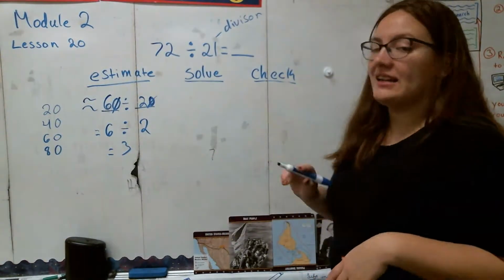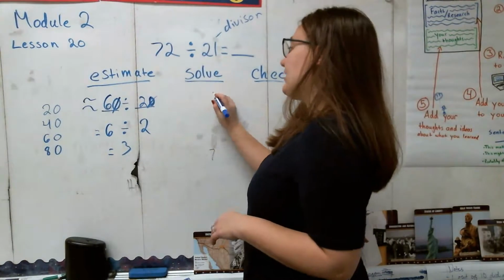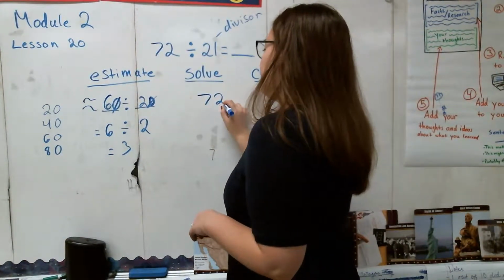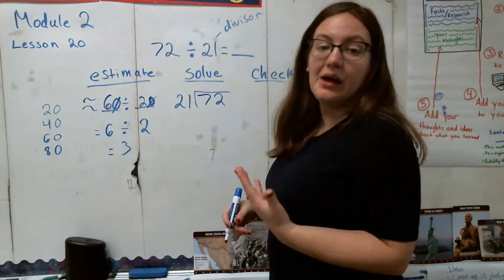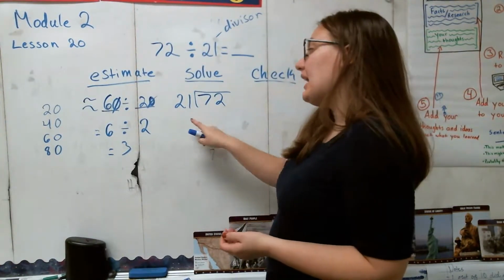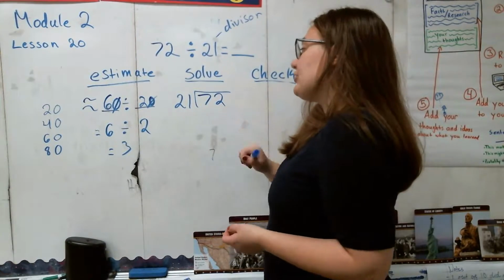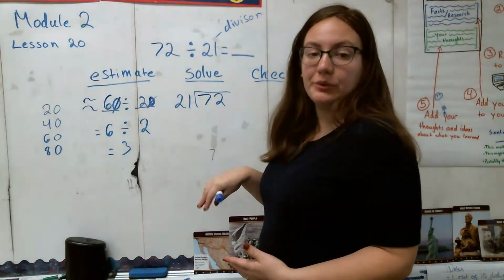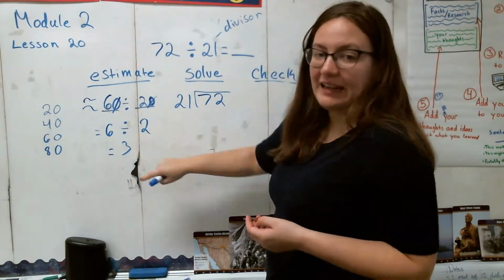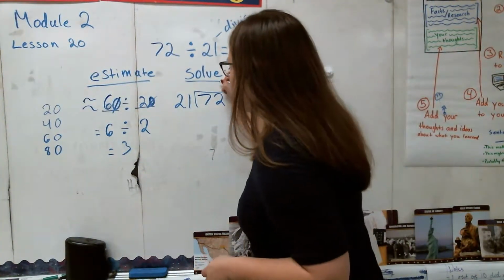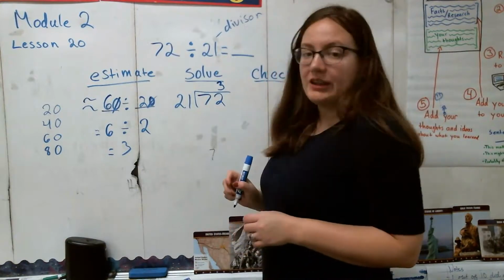So let's go ahead and actually solve this now with our standard algorithm. So I have 72 divided by 21. And my first step is I need to see how many times 21 can fit into 72, or how many groups of 21 can fit into 72. Well, I think I'm going to start with my estimate of 3 because that sounds like a good place to start. So I'm going to start with 3.